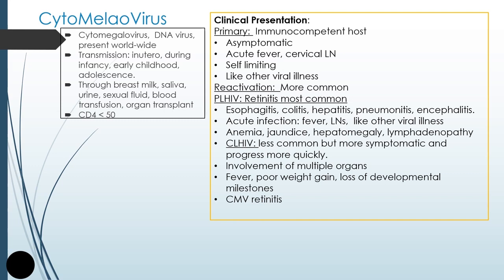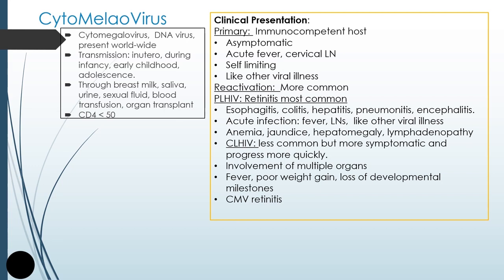Now, the most common presentation in HIV patients is retinitis. However, esophagitis, colitis, hepatitis, pneumonitis, and encephalitis can also be present. In acute infection, fever and lymphadenopathy can be present like any other viral illness. Patient can present with anemia, jaundice, hepatomegaly, renal failure, lymphadenopathy, depending on the organ involved.